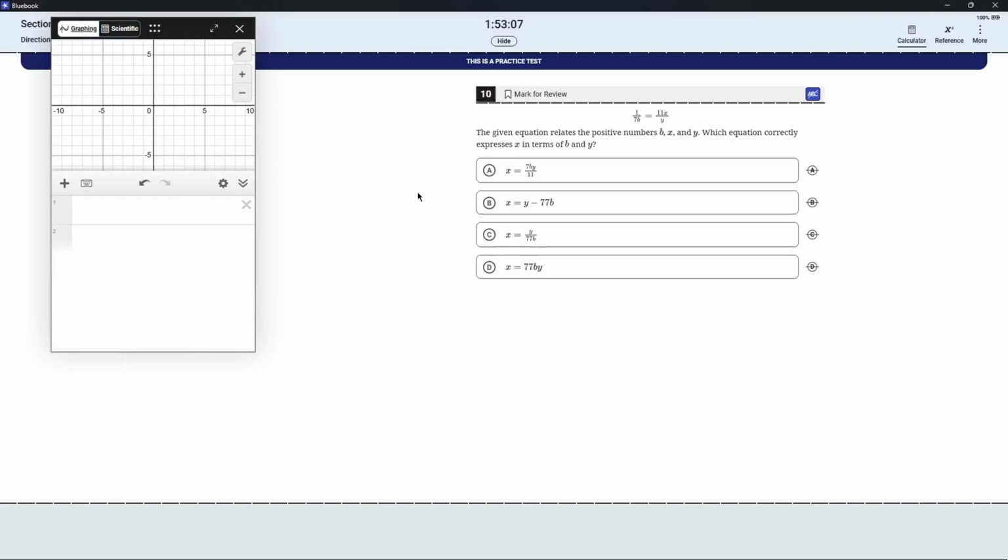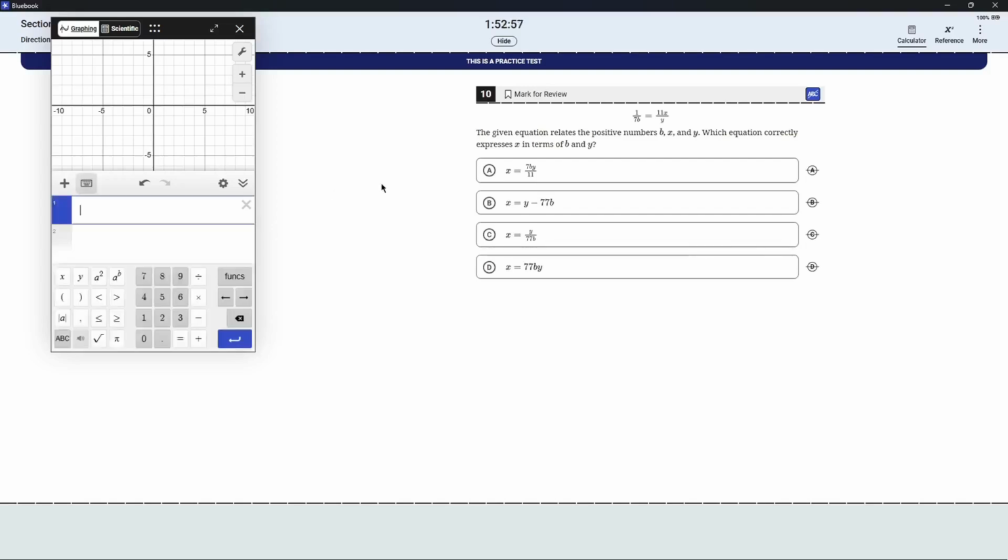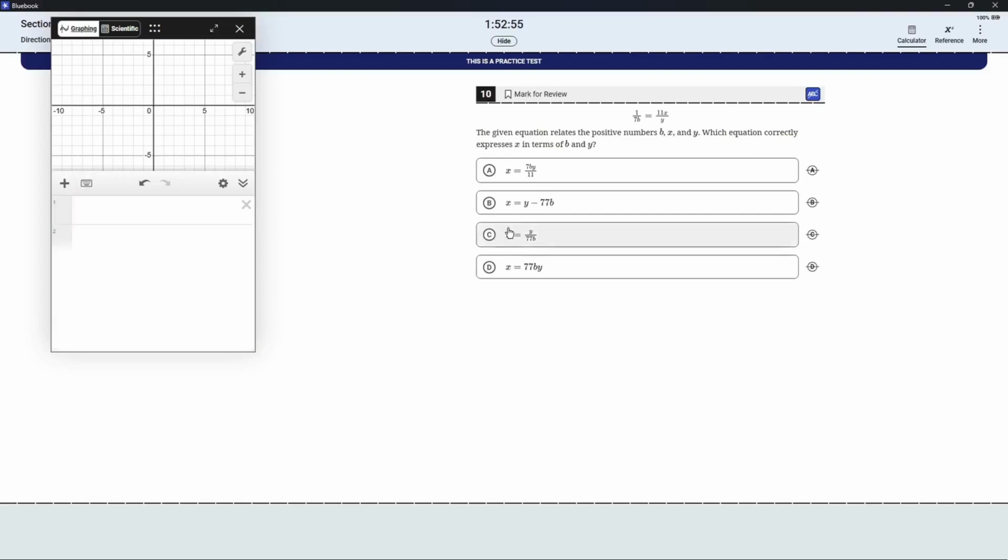Question 10 says the given equation relates the positive numbers b, x, and y. Which equation correctly expresses x in terms of b and y? So this is just simple algebra. I don't really have a whiteboard here I can show you, but the answer is C. Because what you do first, you cross multiply. 1 times y is just y, and 7b times 11x is 77bx.